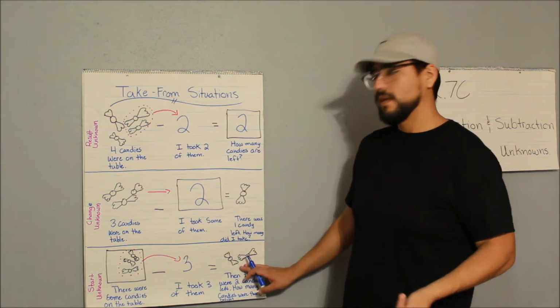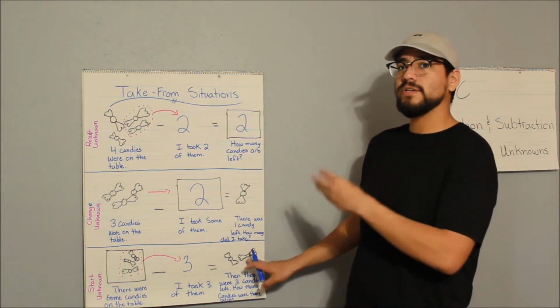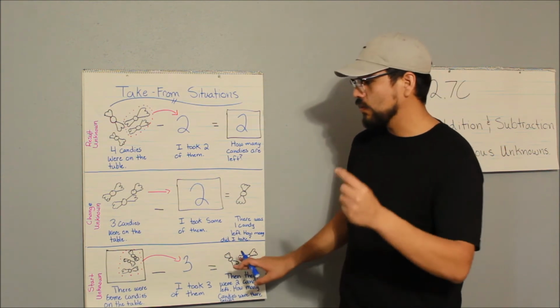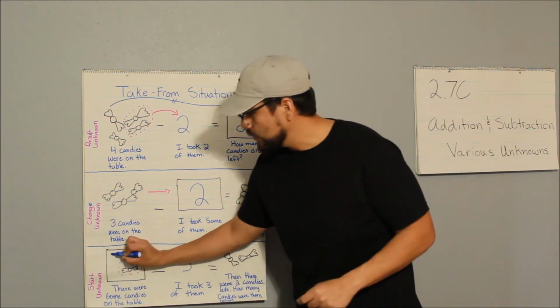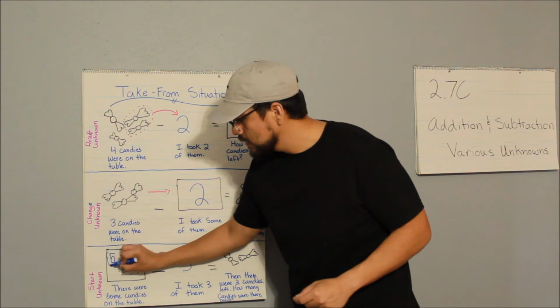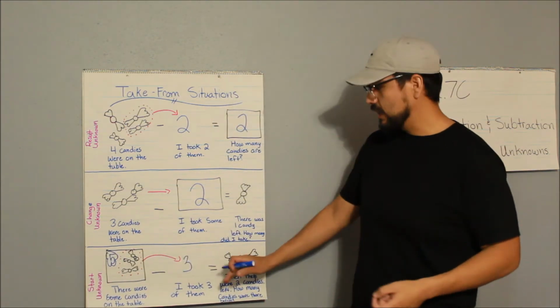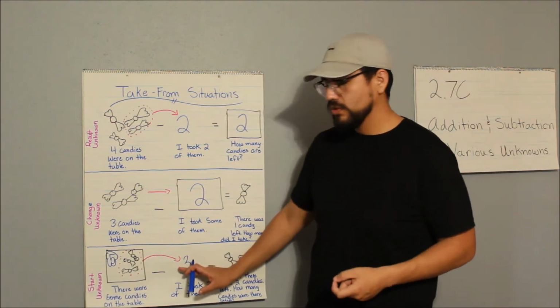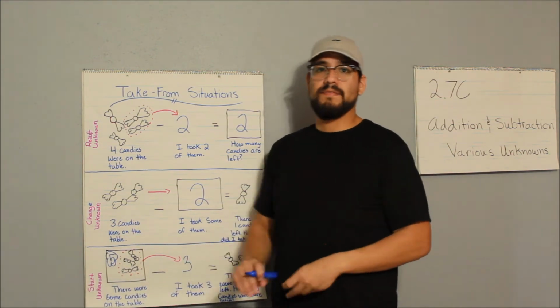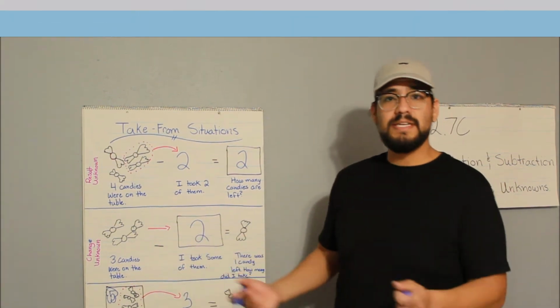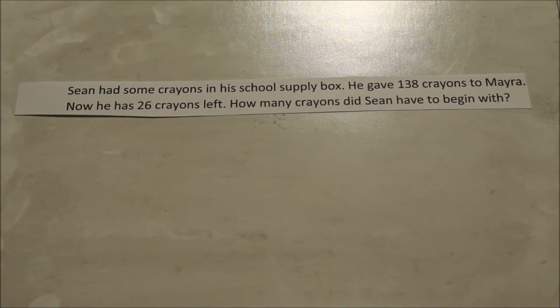I use what I know. If there was 2 left and I took 3, that tells me that originally on the table there was 5 because 2 plus 3 equals 5. And we're going to get into that with bigger numbers at the desk. Sean has some crayons in his classroom supply box. He gave 138 crayons to Myra. Now, he has 26 crayons left. How many crayons did Sean have to begin with?